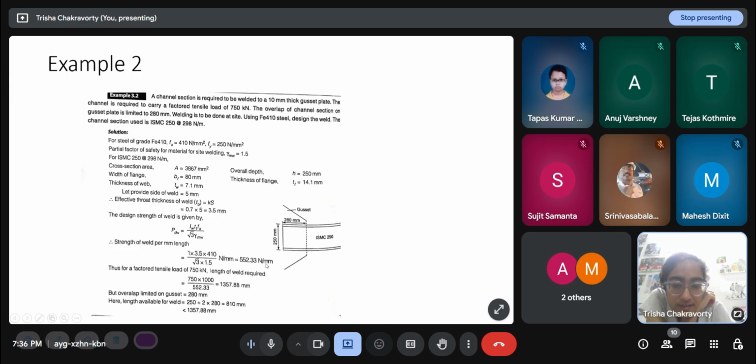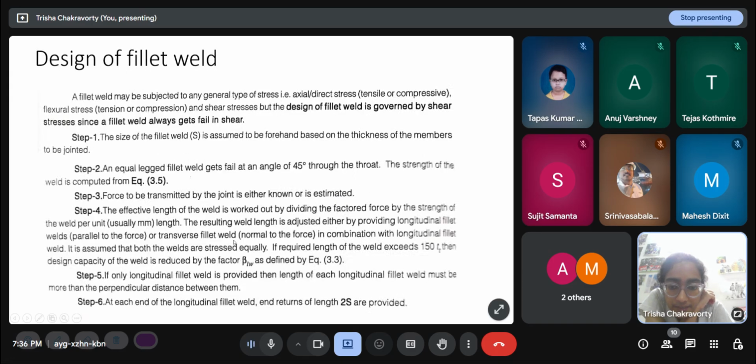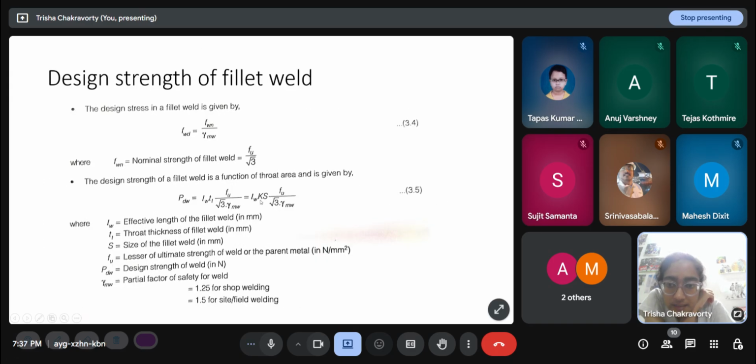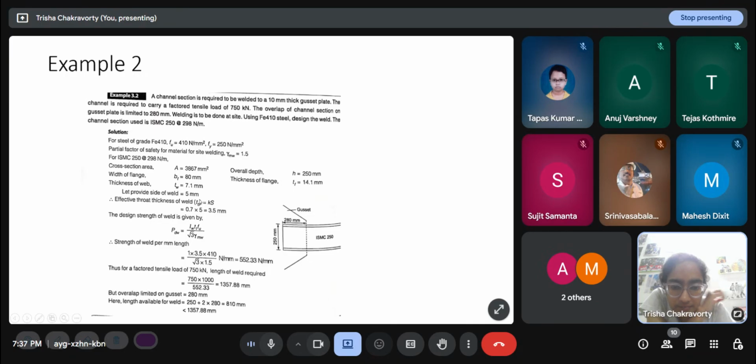See, this quantity is in Newton, but since I'm putting Lw as 1, I'm getting my strength as Newton per millimeter, so Newton per unit length. Thus, for a factored tensile load of 750 kilonewton, the length of weld required is 750 into 1000 by 552. So now I get the length. I need 1357 millimeter, but the overlap is limited on the gusset.